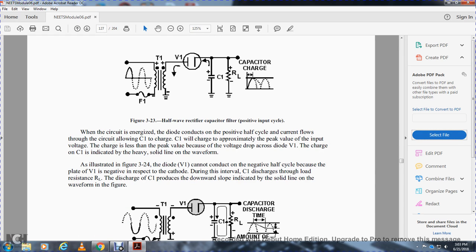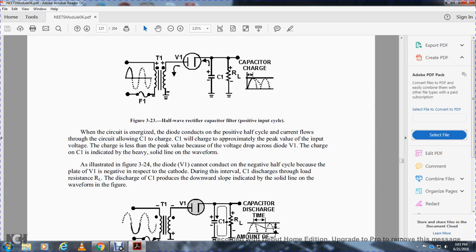When the circuit is energized, the diode conducts on the positive half cycle. Current flows through the circuit, allowing capacitor C1 to charge. C1 will charge to approximately the peak value of the input voltage, less the voltage drop of the diode V1. The charge of C1 is indicated by the heavy solid line of the waveform illustrated in the figure.